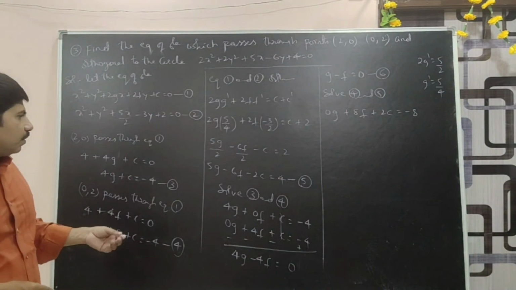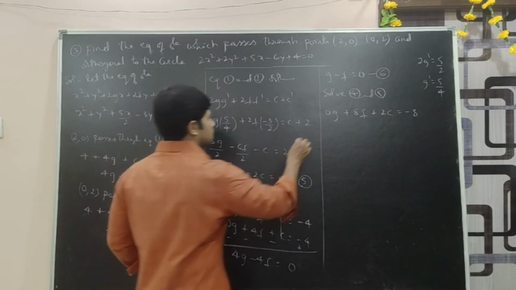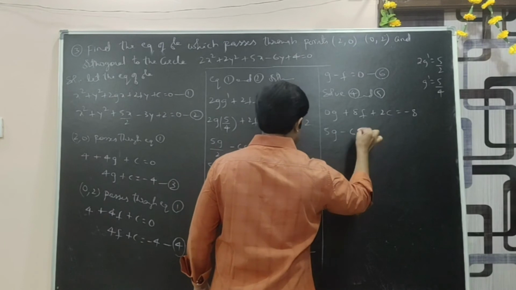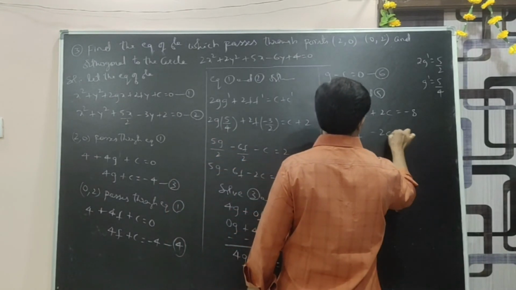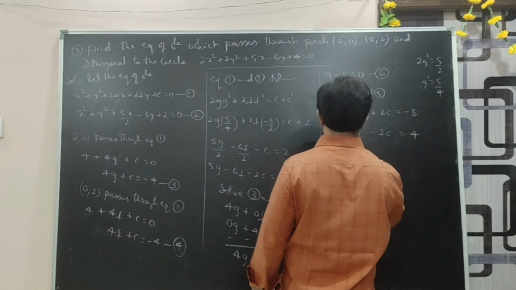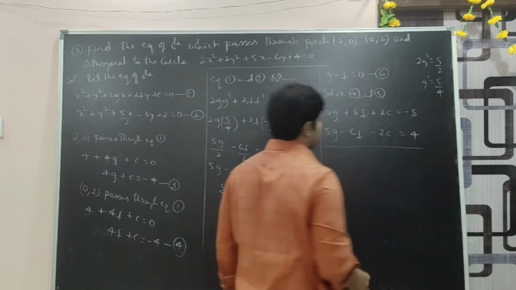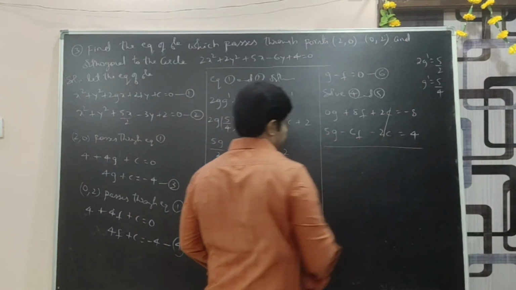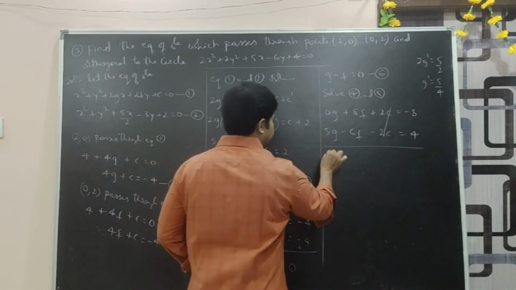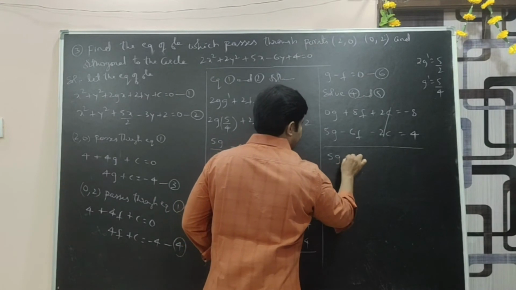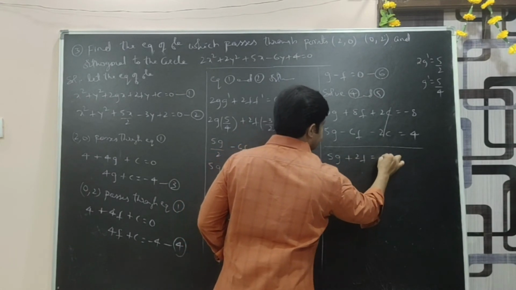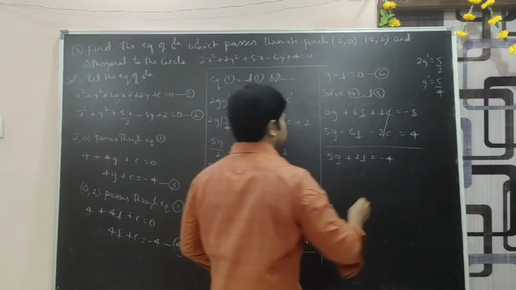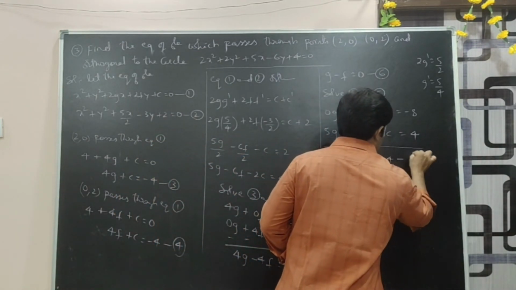And equation 5, where is equation 5? This one. So this is 5g minus 6f minus 2c is equal to 4, as it is. So in order to eliminate c, I just add the terms. Plus 2c minus 2c cancels. So we get 5g plus 2f is equal to minus 4. Right, now we can take this as equation 7.